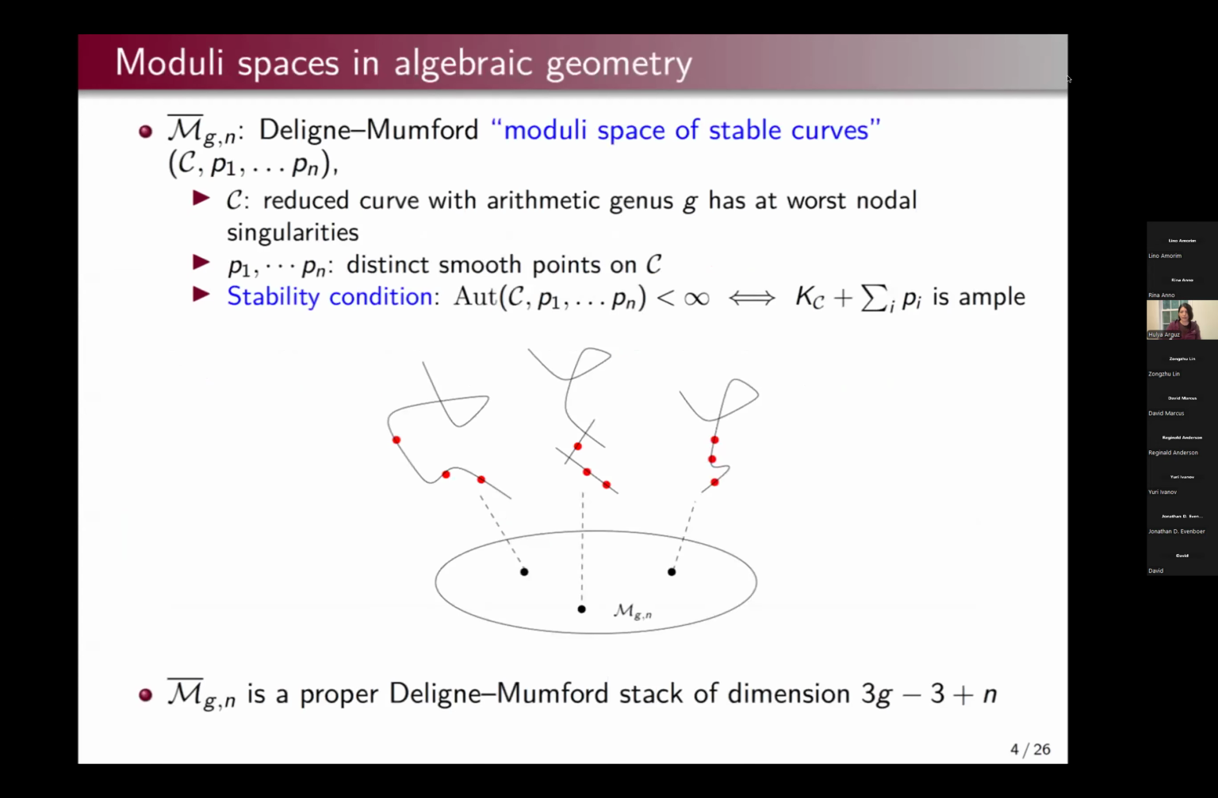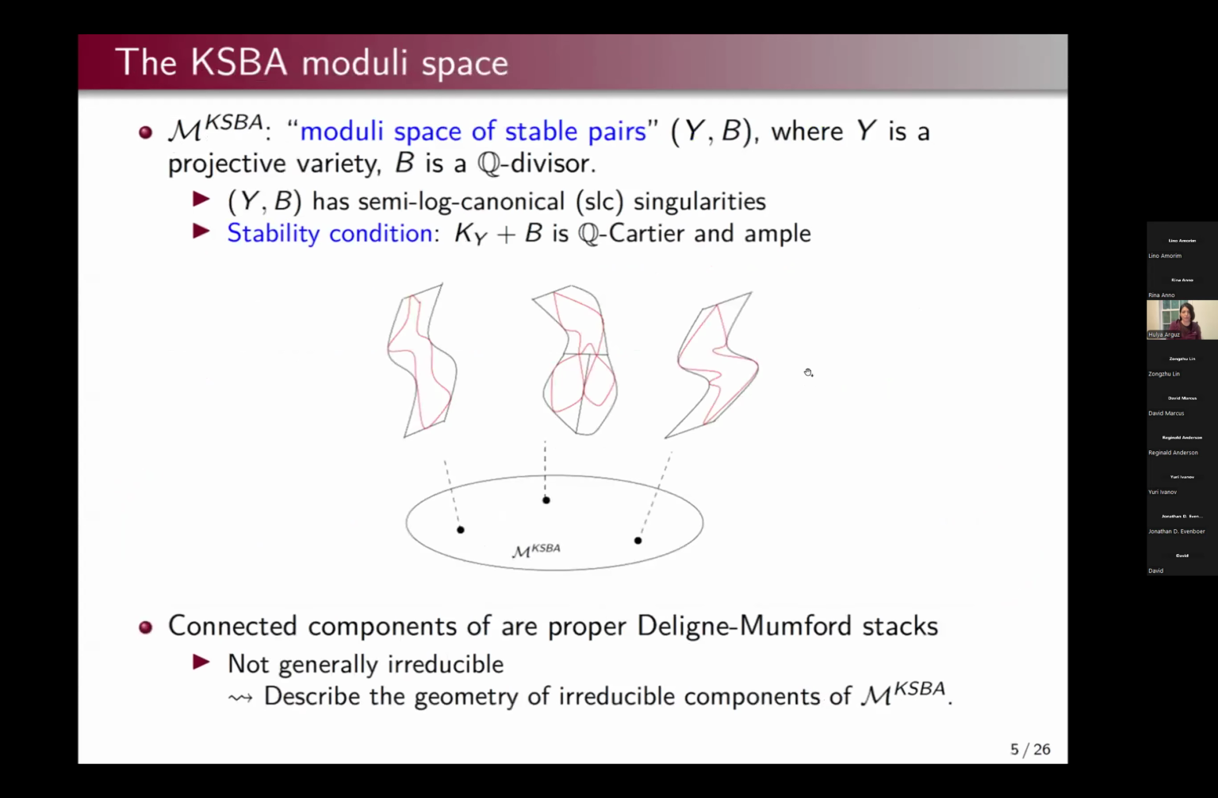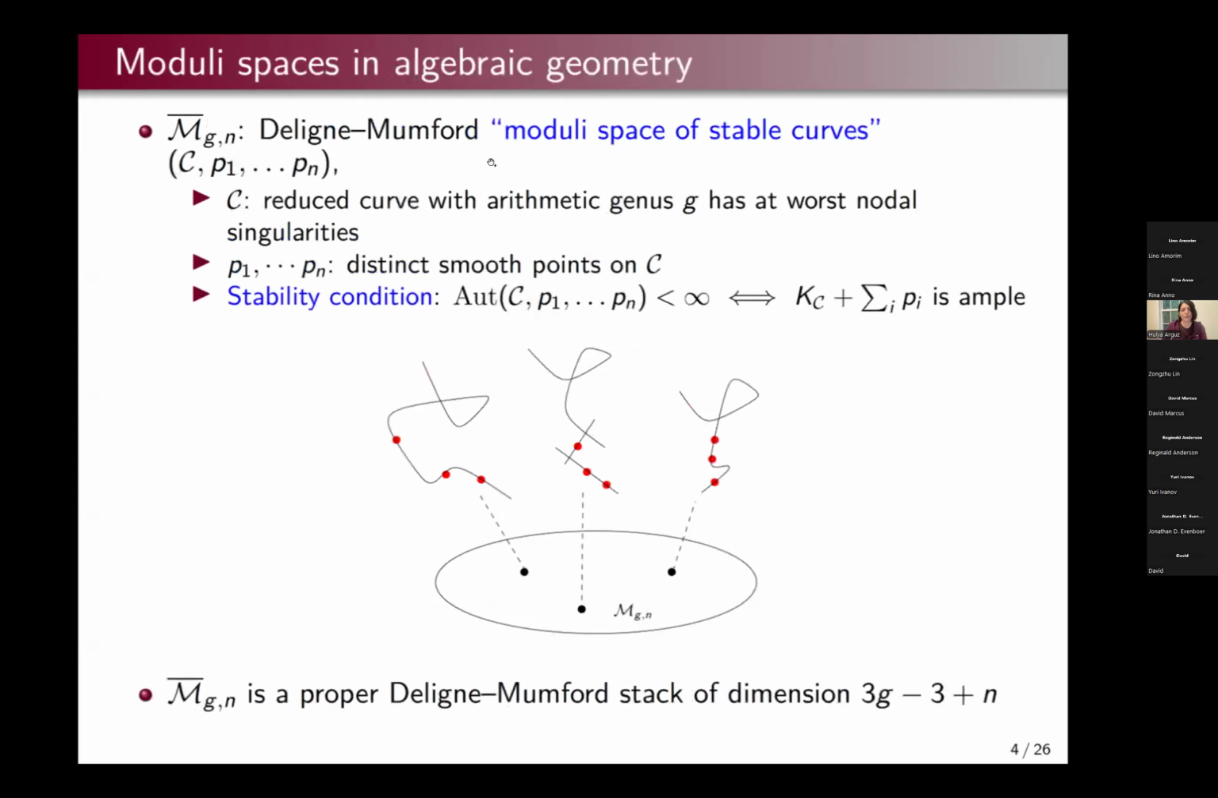So I will start telling what are these moduli spaces. They're straightforward generalizations of the moduli space of stable curves of Deligne-Mumford. So if you look at the moduli space of stable curves, known as the Deligne-Mumford moduli space, every point of it corresponds to a curve C, which is a reduced curve of arithmetic genus g, which has at worst nodal singularities, and together with a tuple of points P1 to Pn, which are distinct points on the smooth locus of C.